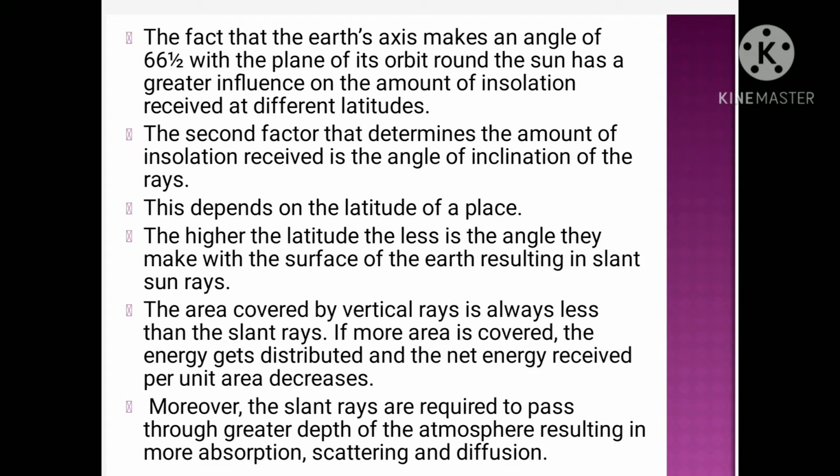Third one is the transparency of the atmosphere. We have water vapors and dust particles present in the atmosphere, because of which there is scattering and diffusion of light. Moreover, cloudiness also affects the insolation that is received on the Earth's surface. So the transparency of the atmosphere also plays an important role in the variations of insolation.